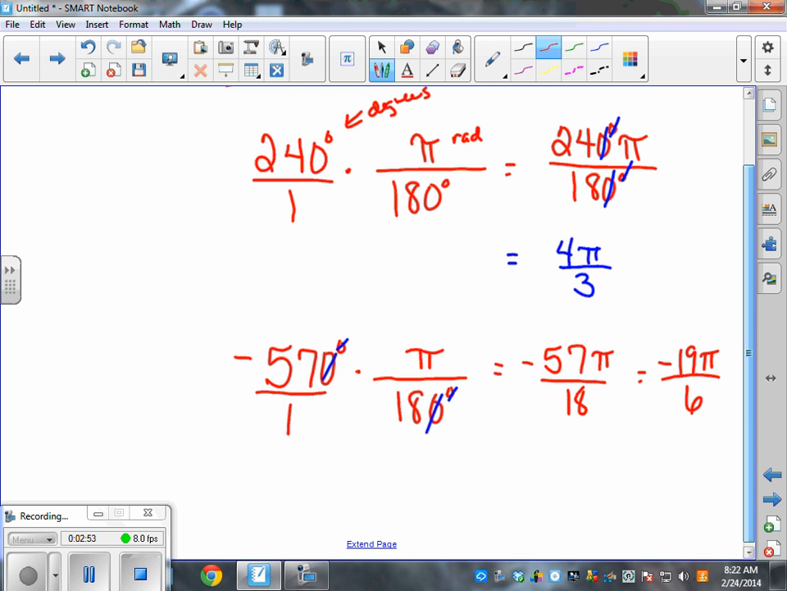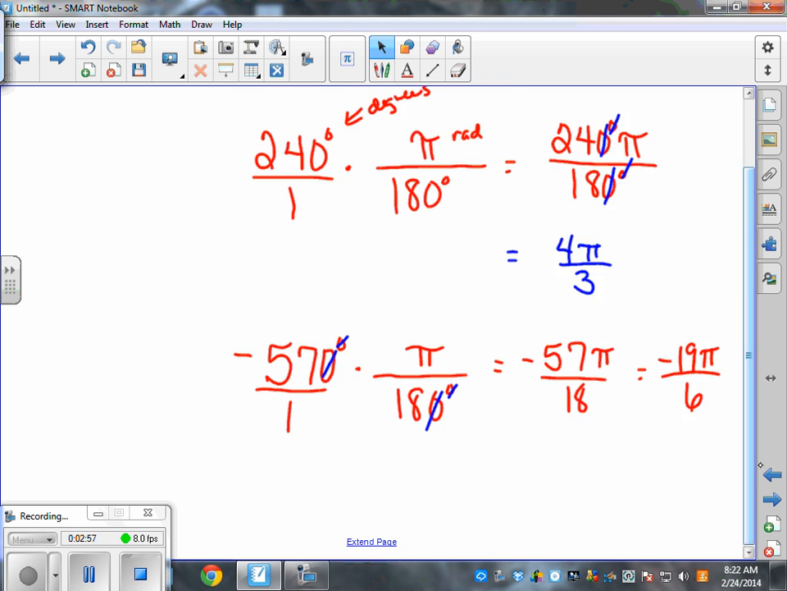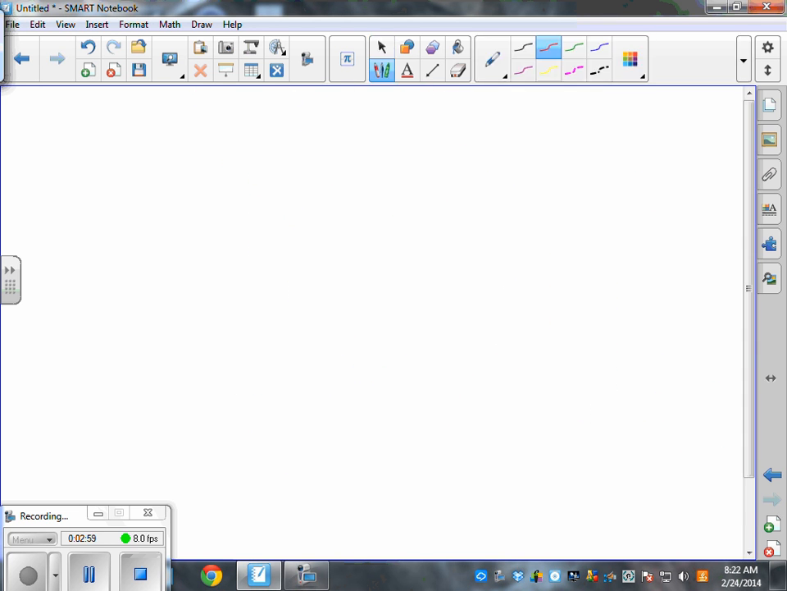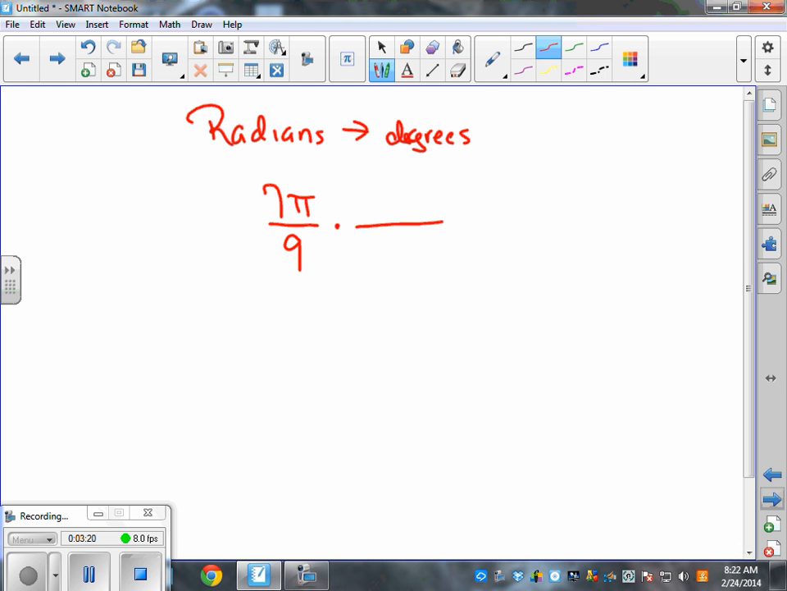Now let's go back and reverse this. In this example we did degrees to radians, so now let's do radians to degrees. Let's say that I had 7 pi over 9. Now you don't have to just have pi over 3s, pi over 6s, and pi over 4s. So let's say I want 7 pi over 9, and that's again in radians, and I want to change that to degrees.